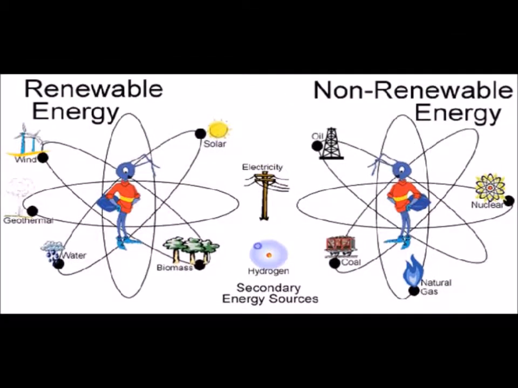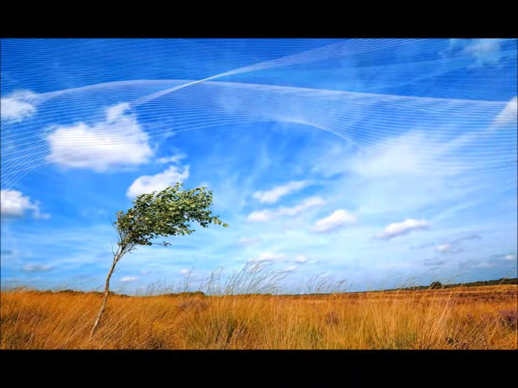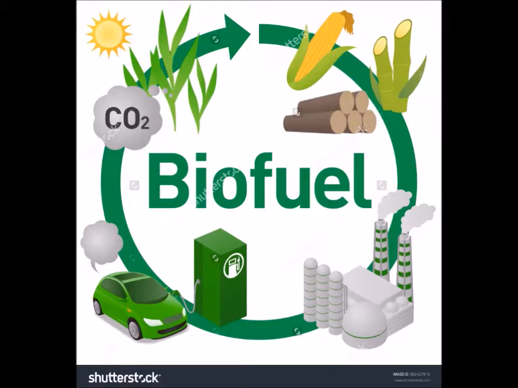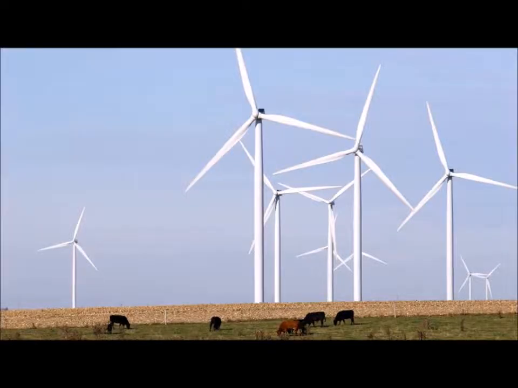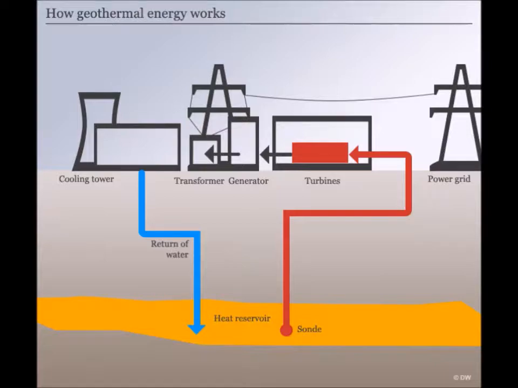Renewable energy and non-renewable energy. Renewable energy is derived from natural processes that are replenished constantly, such as solar, wind, ocean, hydropower, biomass, geothermal resources, and biofuel and hydrogen. Examples of renewable energy: number 1, solar energy, biofuel energy, wind energy, biomass energy, and geothermal energy.